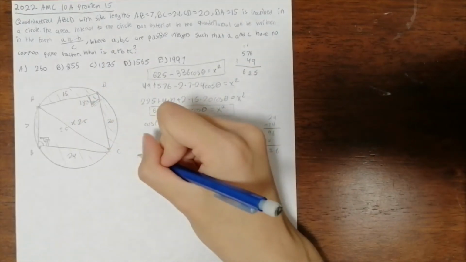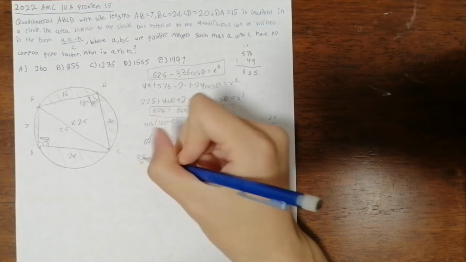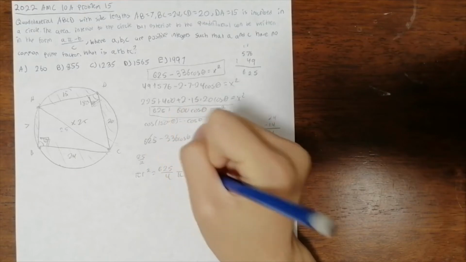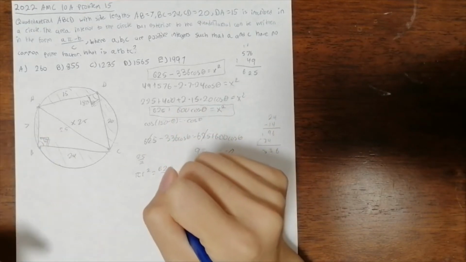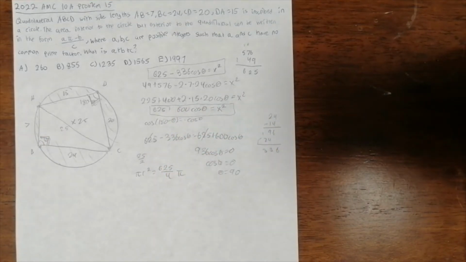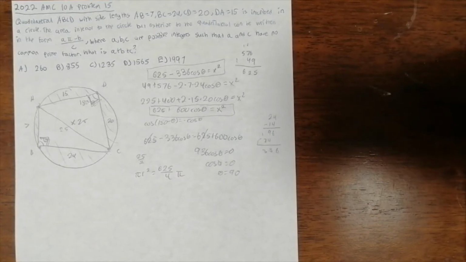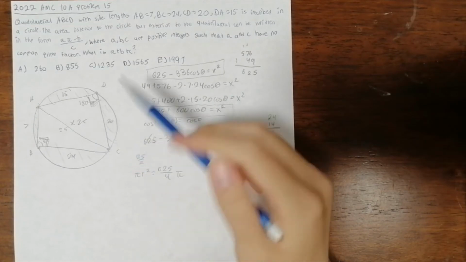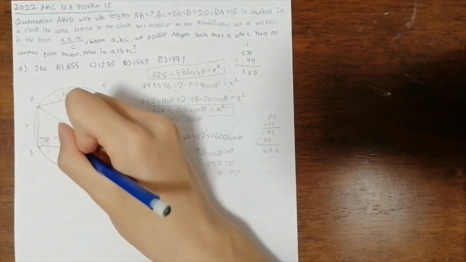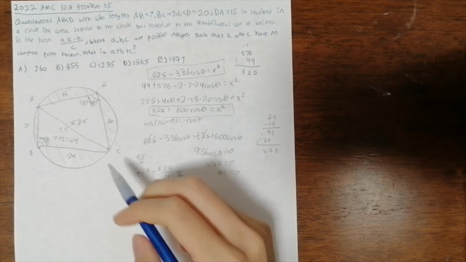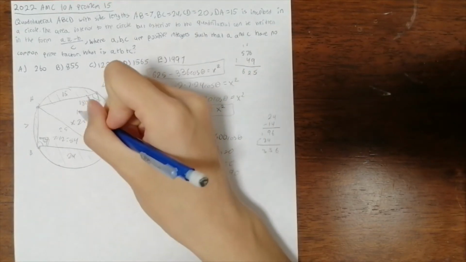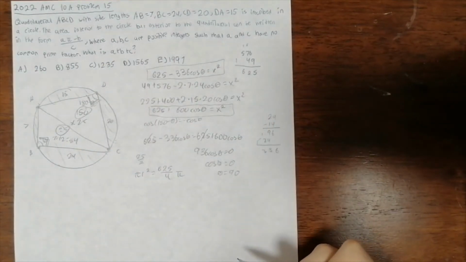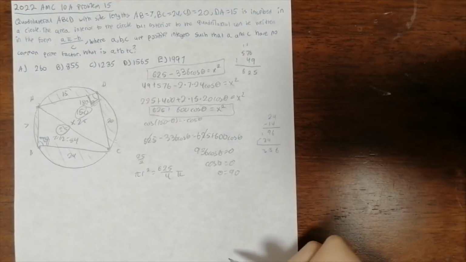So the radius is 25 over 2, and pi r squared is equal to 625 over 4 pi. This is the area of the circle, so we just have to subtract the area of the quadrilateral, which is going to be, well, we have two right triangles, ABC and ADC. This is going to be 7 times 12 equals 84. This will be 15 times 10 is 150. So these are the two, this is the area of the quadrilateral.